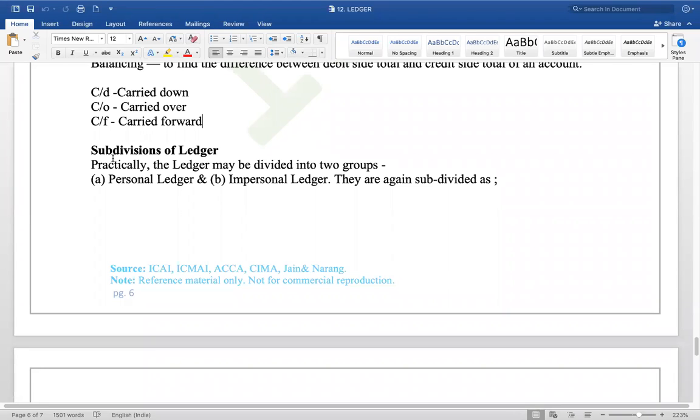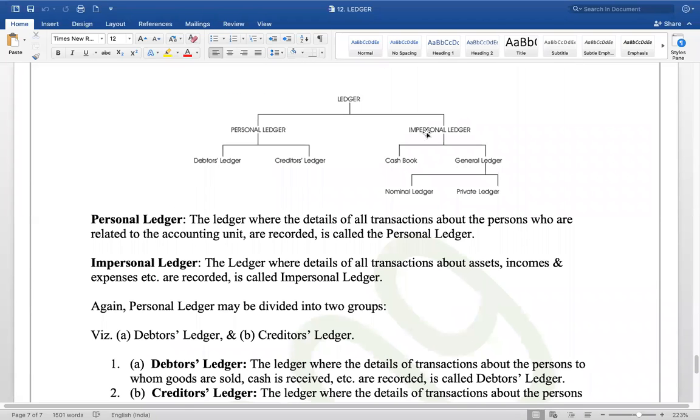Okay, right. Now, subdivisional ledgers. The total ledger is divided into two types: personal ledger and impersonal ledger. The personal ledger is divided into two again: the debtors ledger and the creditors ledger. And the impersonal ledger is broadly divided into two: cash book and general ledger. The general ledger is divided into nominal ledger and private ledger.